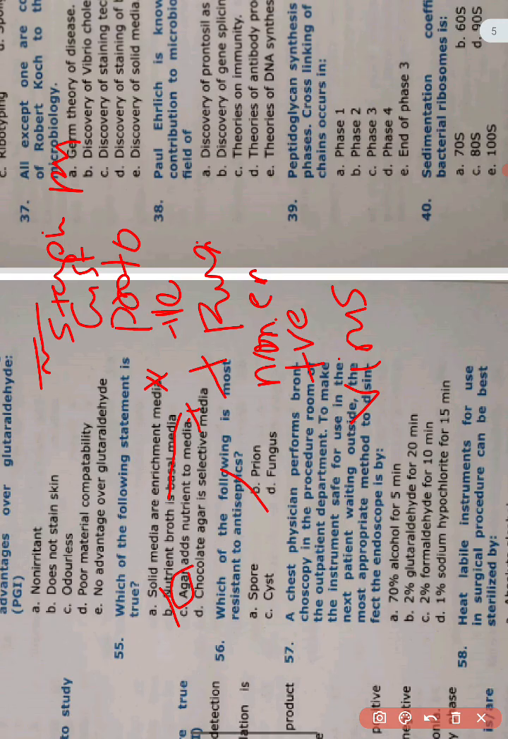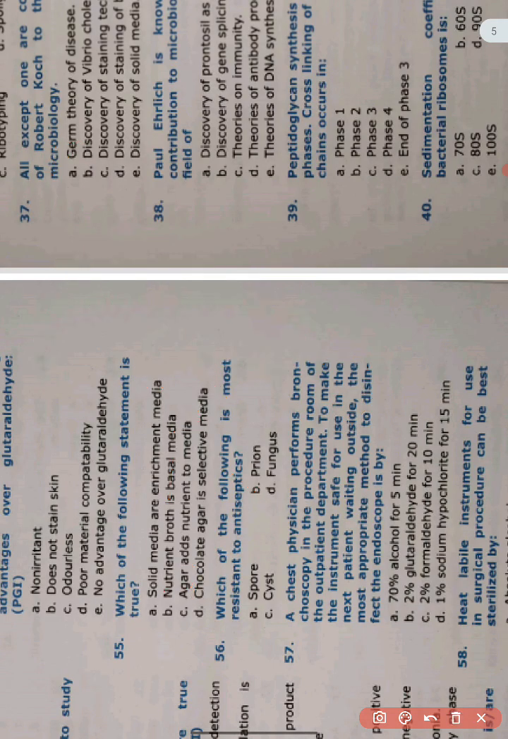Which of the following is most resistant? That is prions. Most resistant is prion. But among these, if you want to write the order, then you can write fungus, then cyst, then spores, then prions.